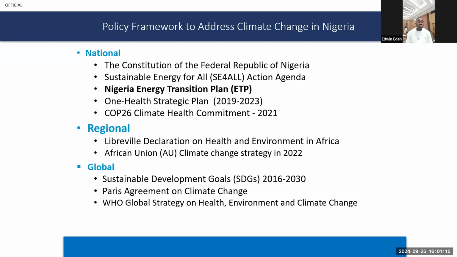And we are also one of the states that have committed regionally to the Libreville Declaration, which was made by all the ministers of health and environment in Africa. And of course, we are also a key champion in promoting the global strategy for health, environment, and climate change by WHO, as well as the SDGs.